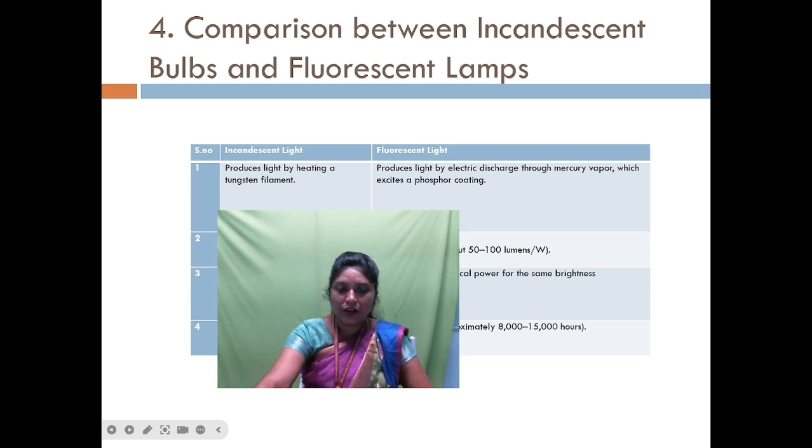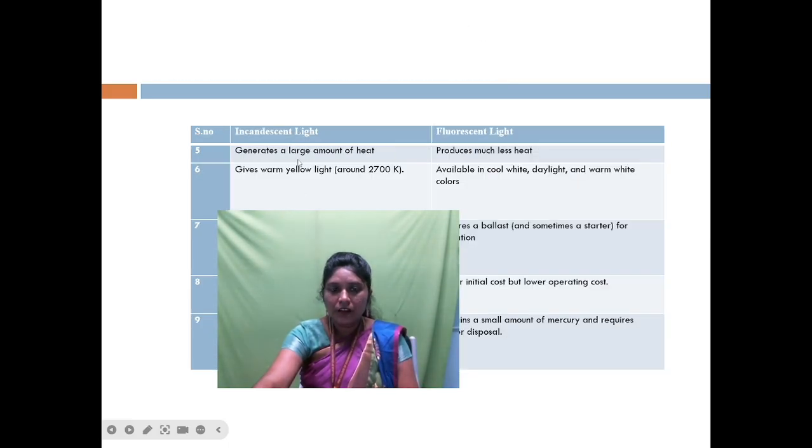Here we have a short lifespan, approximately 1000 working hours, and here it has a long lifetime, approximately 8000 to 15000 hours. It generates a large amount of heat. We already discussed that it emits more heat, so it has less efficiency, while fluorescent light produces much less heat, so it has high efficiency. Incandescent light gives a yellow glow, and fluorescent light is available as a cool white daylight.